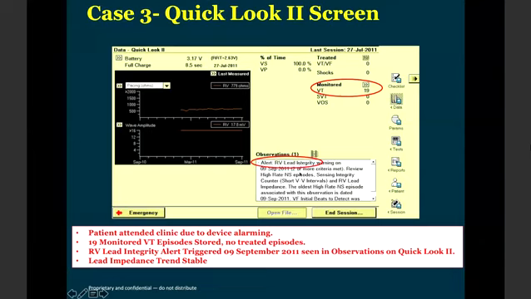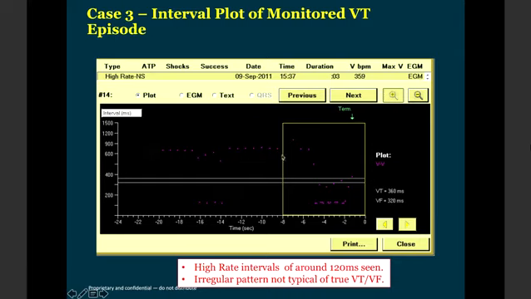The RV pacing lead impedance is normal. It's only 779. The sensing amplitude is also normal. Let us find out what's happening. If you look at the interval plot here, you see there are some rapid detections here. Some non-sustained episodes you can see here. They are self-terminating. They have not been treated, but you see some fast episodes. And some of them again are as short as 120 milliseconds.